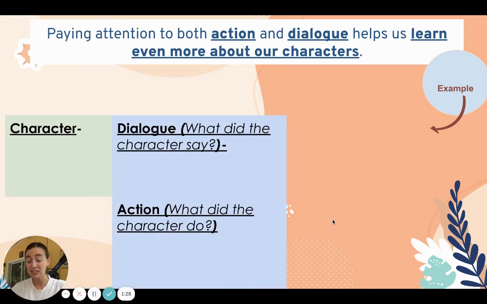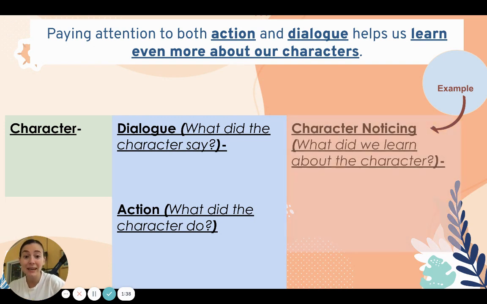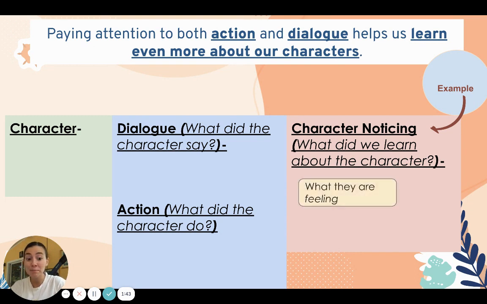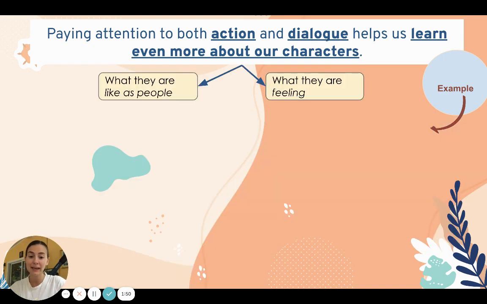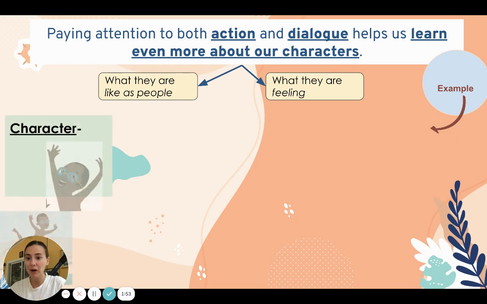So we talked about this on Wednesday, and it can seem like a lot to pay attention to both dialogue and action at the same time. But it's so important because it helps us notice and learn things about our characters. For example, we can notice what they are feeling, and we can notice what they are like as people. Okay? So let's think about our Jabari jumps example and just go over that today, because in your reading, you're going to have a question where you have to complete this chart. So let's just do an example together.